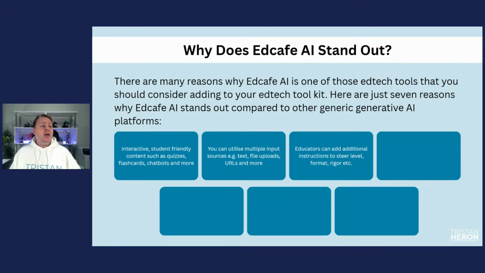All right, if you've got a lower ability class, tell it that you have a lower ability class. If you have students that are only reaching this particular level, tell it that. All right, if you're looking for more higher level questions or activities for your students who might be gifted or talented, tell Edcafe AI that so that it can actually create resources that are going to be suitable for your particular context.